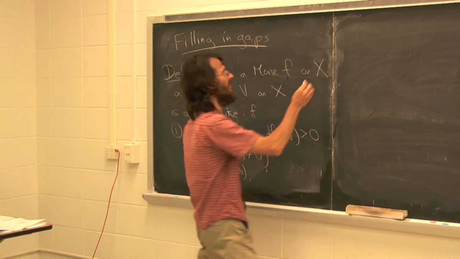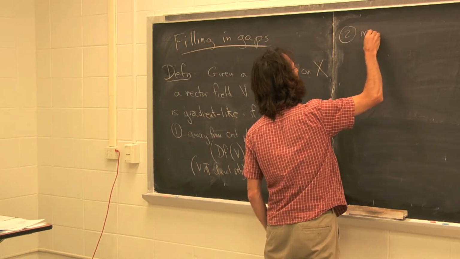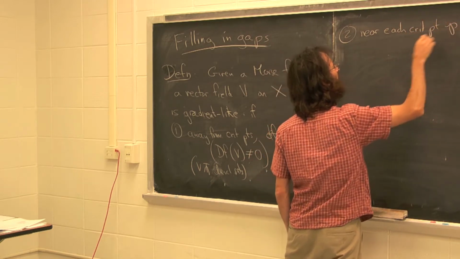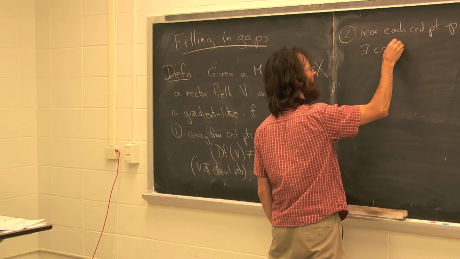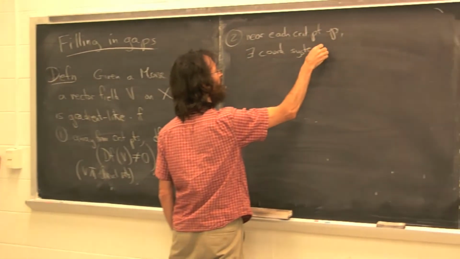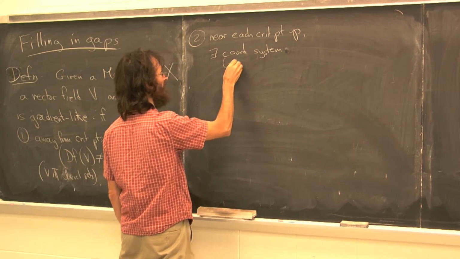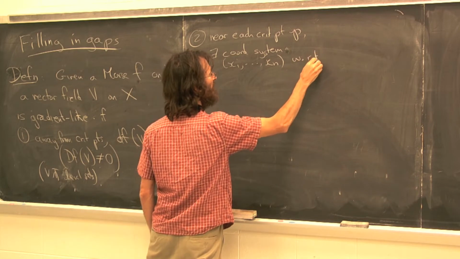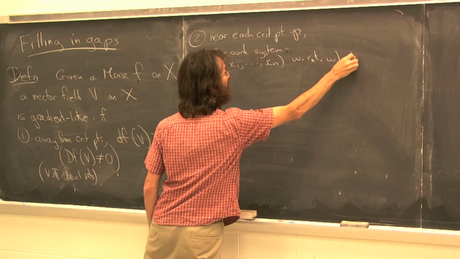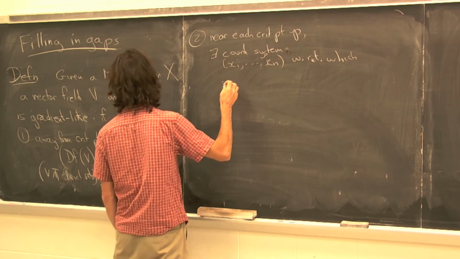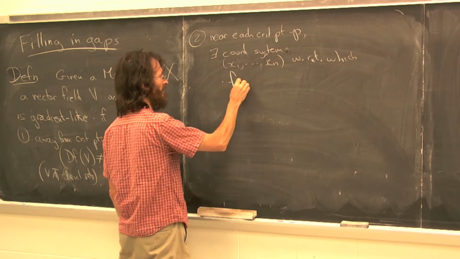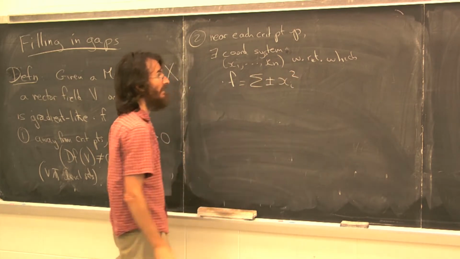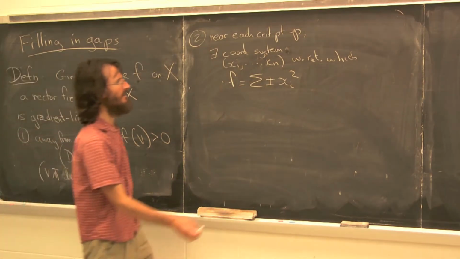And then the second thing is that near the critical point, there is a coordinate system x1 through xn with respect to which two things happen. The first thing is that f takes the standard model. f is the sum of plus or minus x_i squared, plus f of the point, I guess.